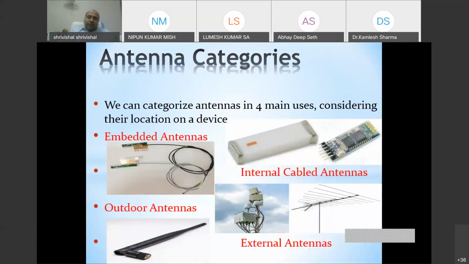So based on that, if I categorize the antennas in the context of IoT applications, then there are mainly four broader categories, and these broader categories are embedded antennas, internal cable antennas, outdoor antennas, and external antennas.